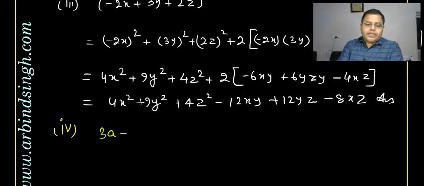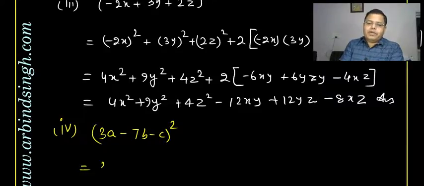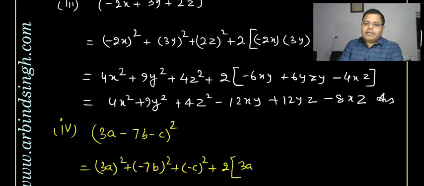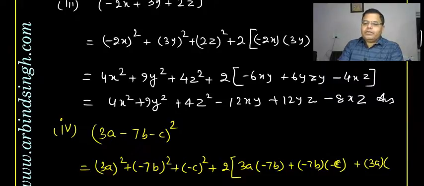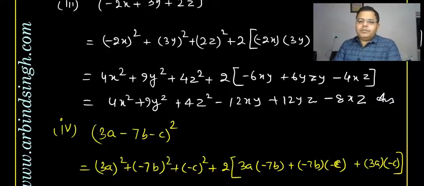Now the next question is 3a minus 7b minus c whole square. Again, using the same formula, that is a square plus b square plus c square plus 2ab. A is 3a, b is minus 7b, plus 2bc, minus 7b or minus c, right, minus c, and plus 3a into minus c, that will come. So you will use the same formula again and again, and in place of a, you will put 3a, in place of b, you will put minus 7b, and in place of c, you will put minus c, right?